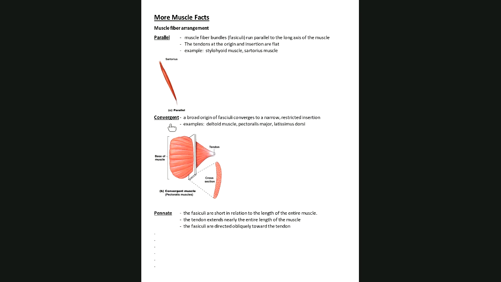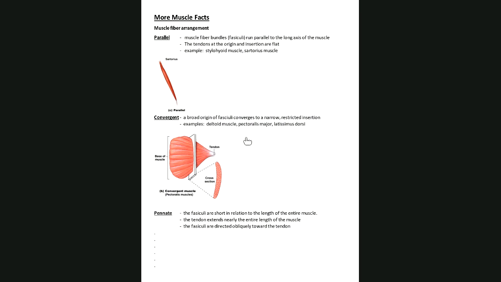Convergent, a broad origin of fasciculi converges to a narrow restricted insertion. Here's your origin. Here's your insertion. Examples, the deltoid muscle on your shoulder is kind of triangular shaped. You feel your shoulder and it goes down to a point on your upper arm, your deltoid. It's called the deltoid muscle.